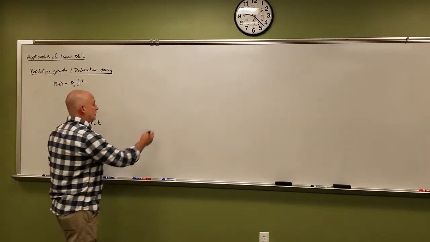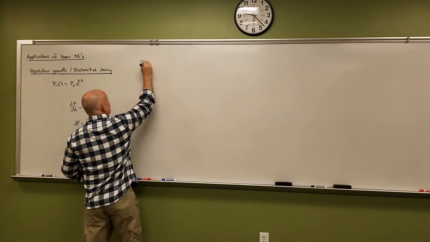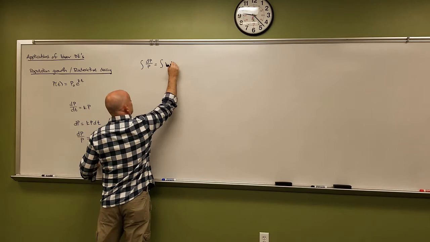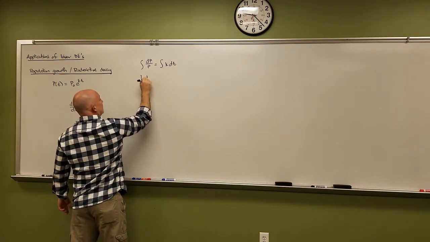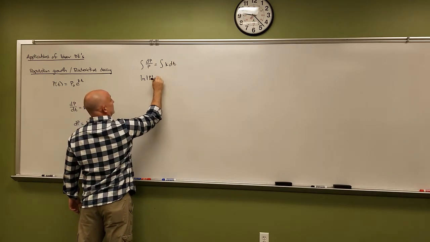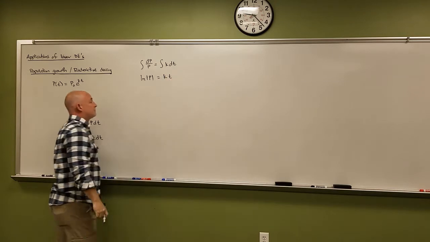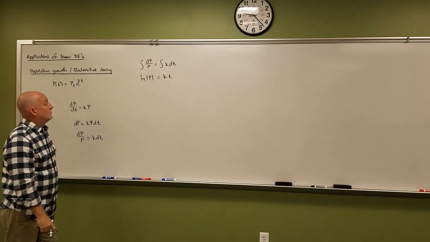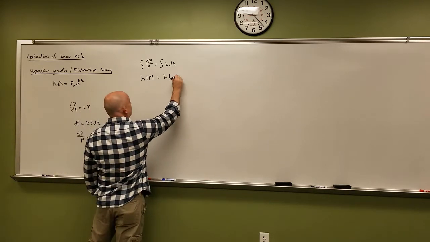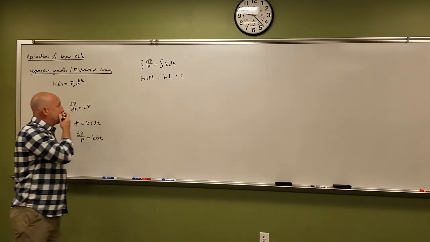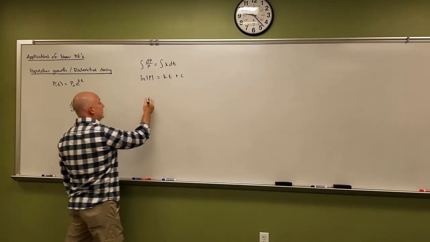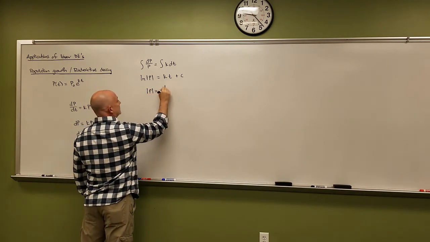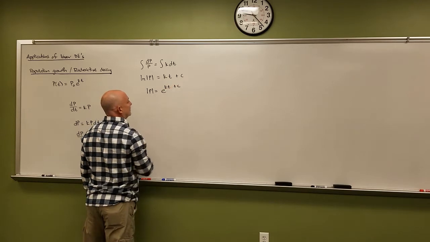Now all we've got to do to finish solving this is integrate both sides. It's the integral of dp over p equals the integral of k dt. Well, this is just the natural log of the absolute value of p is equal to kt plus c. All right, we can solve for p now, kind of. We would write this in exponential form, so the absolute value of p is equal to e to the kt plus c.